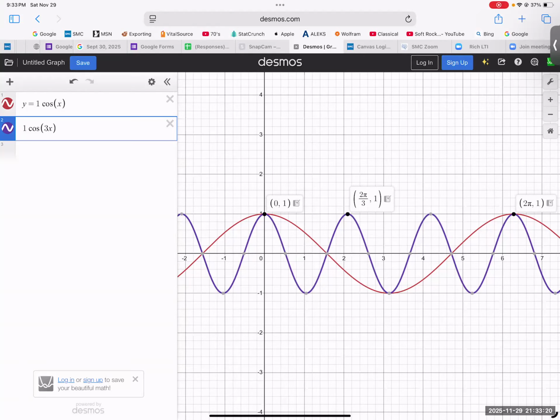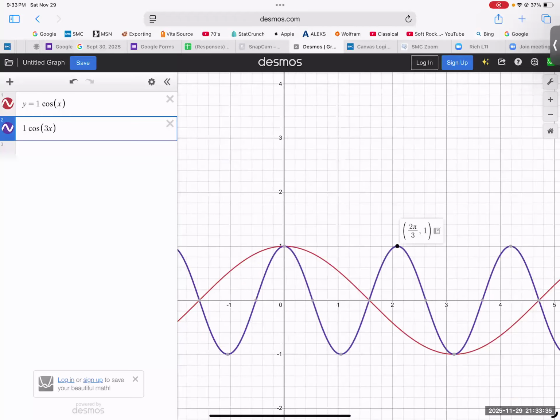And the red graph has been horizontally compressed, making the period shorter, and the frequency has increased. Notice that on 2/3 pi, 3 is the value of omega in the argument, 3 times x.